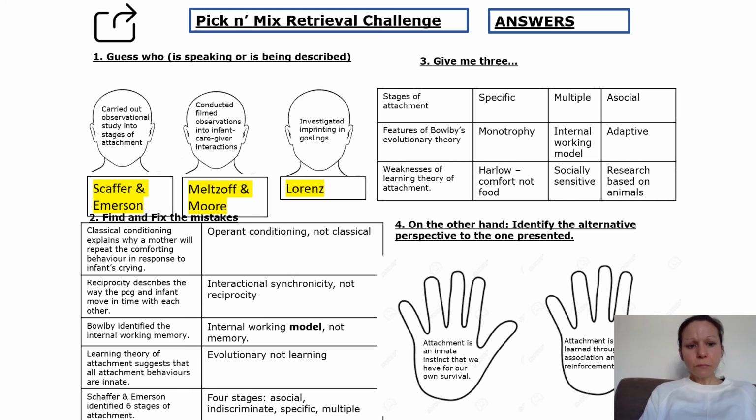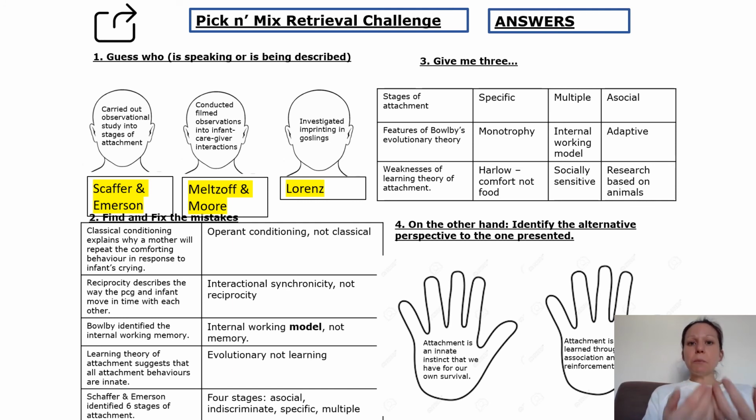Okay, so the next one, it was interactional synchronicity rather than reciprocity. Remember how we remember that? Synchronized swimmers. Everything they do is perfectly in time with each other, perfectly in tune. So we know that these two terms are often used together. They're sometimes even used interchangeably, even though they shouldn't really be because they are different. So we need a way of remembering which one is which.